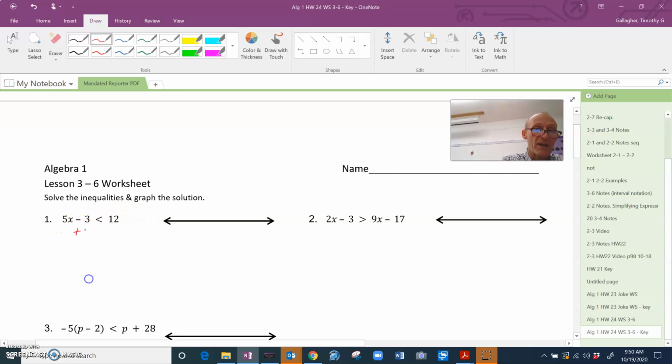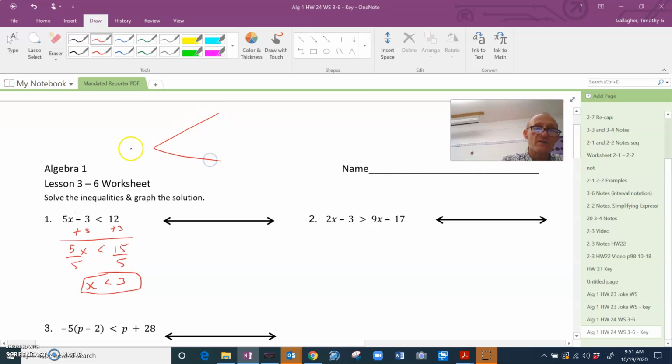So I'm going to add the 3 to both sides of the inequality for this problem. And I get 5x less than 15. Divide by 5 and divide by 5, and I get x less than 3. So x less than 3.